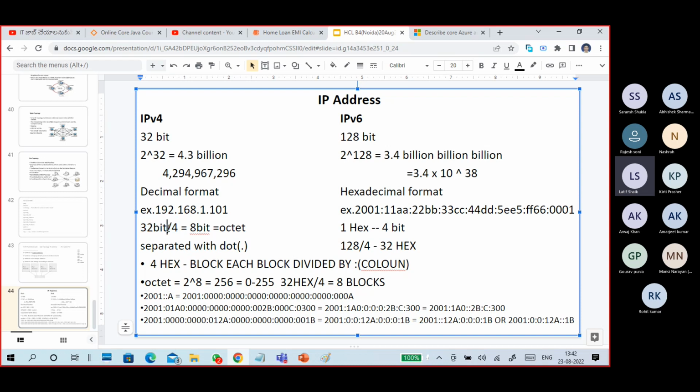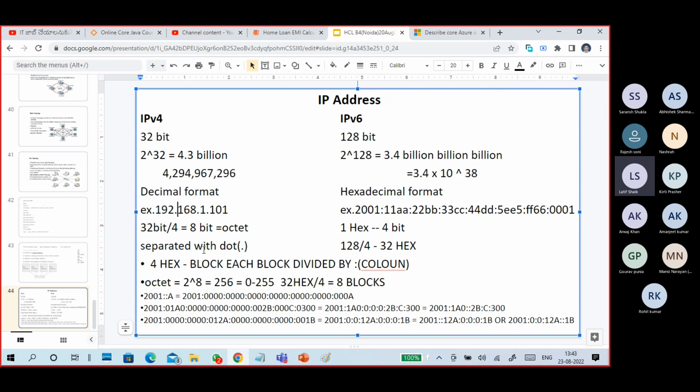This IPv4 is 32 bit. If you divide by 4, each part is 8 bits. The IPv4 is written in 4 parts: 192, 168, 1, 101. Each part is 8 bits in size, and each part we call an octet. They are separated with a dot, so each one we have to say dot.